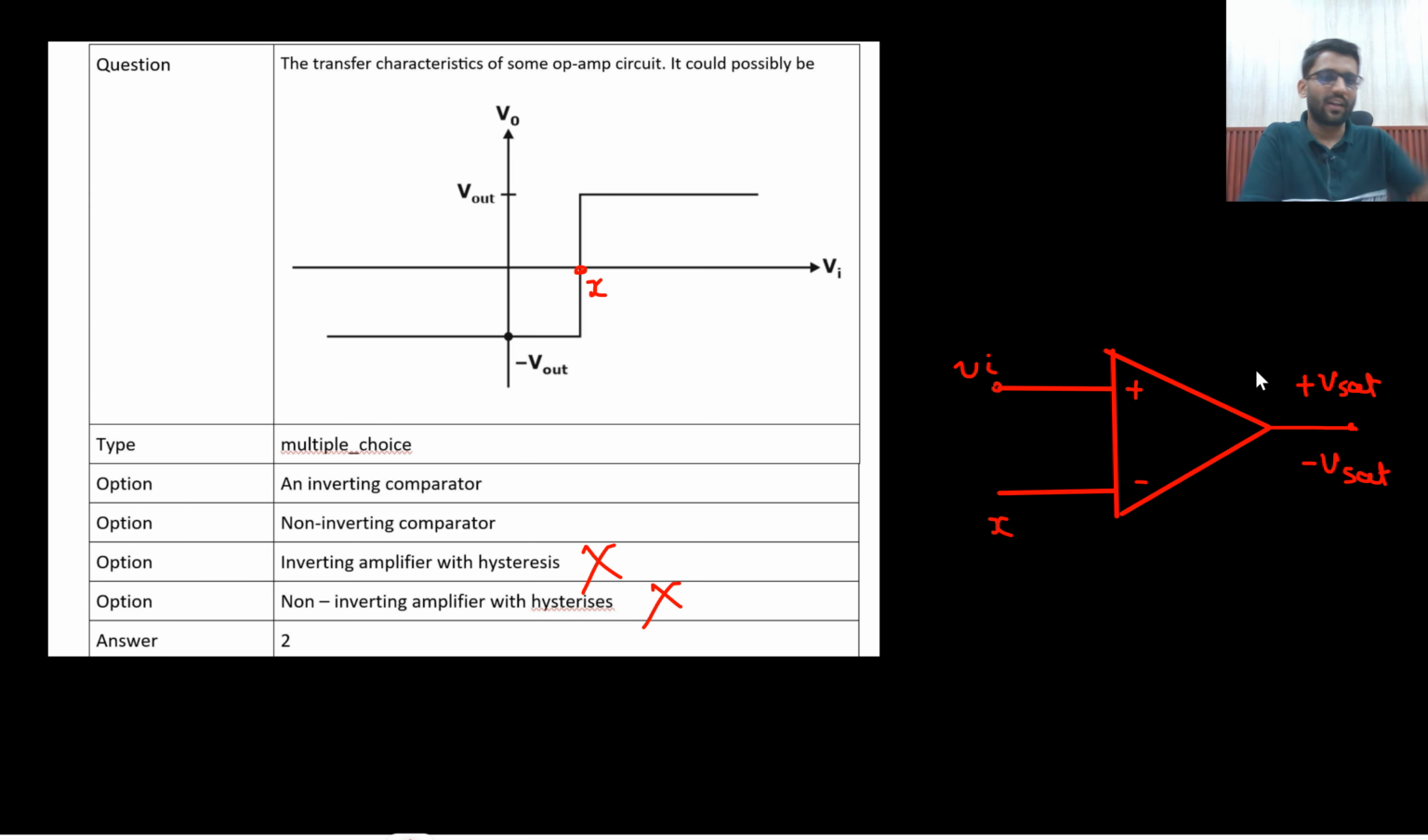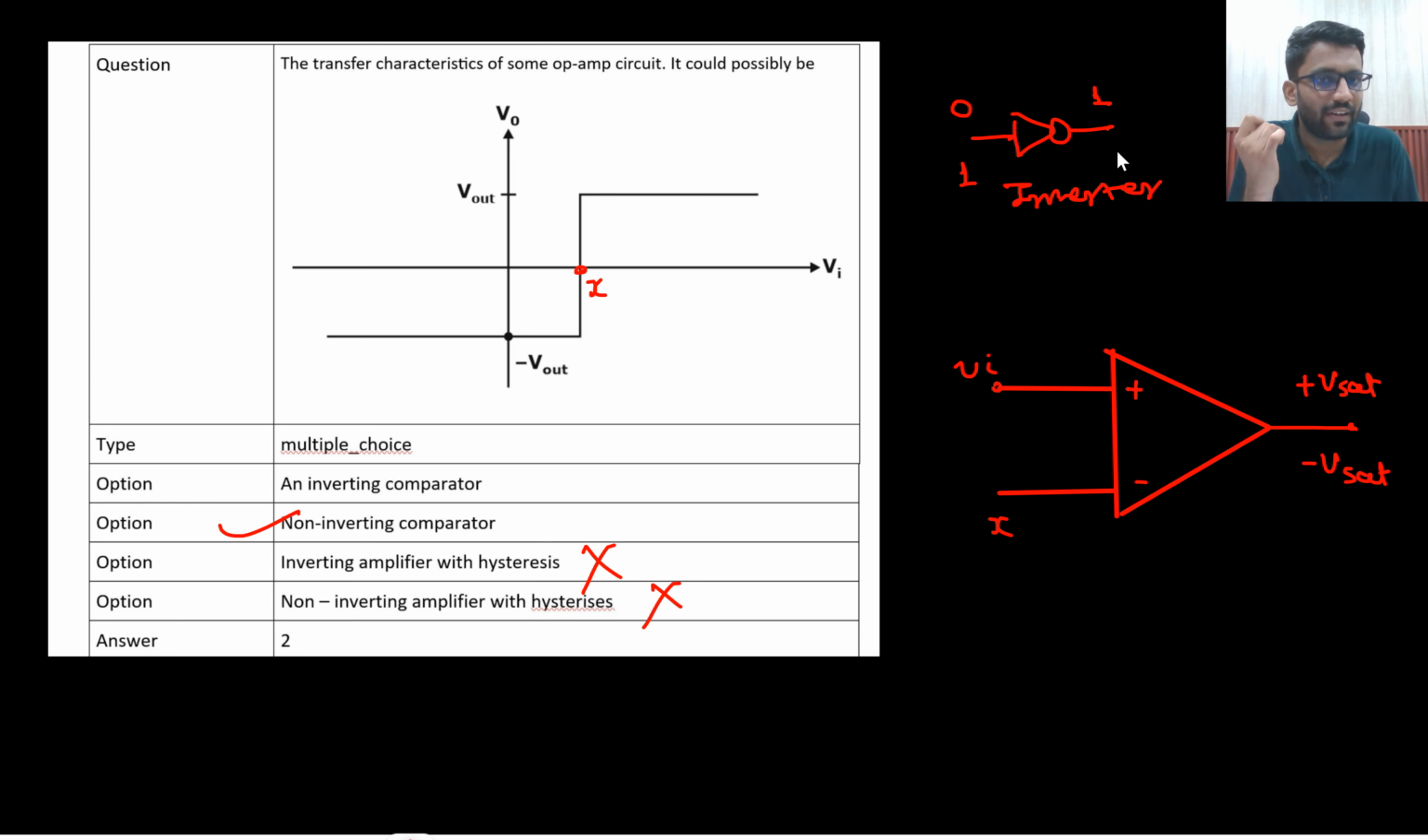So what kind of comparator is it? Non-inverting comparator, right? Because for a greater value, you are getting a higher value. We call the inverter inverting because if I apply low, I will get high, and if I apply high, I will get low. In Schmitt trigger, I told you this concept, I taught this concept very deeply.